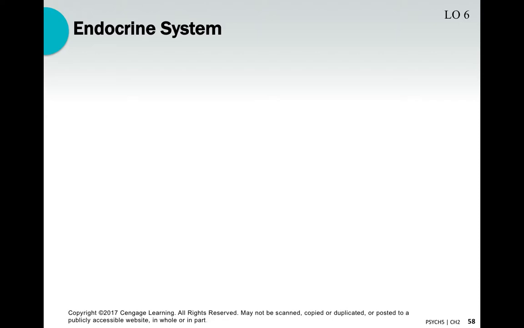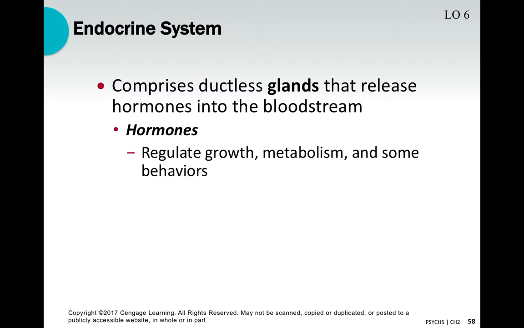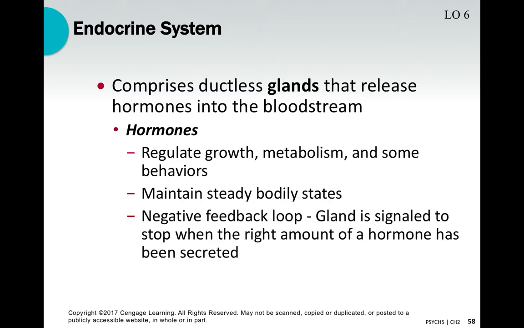So now we're going to transition and look at the body's other method of communication within itself. It's a much slower communication system, and that is the endocrine system. We'll be looking at these ductless glands that produce hormones that are spread throughout the body. They secrete hormones into the bloodstream. These hormones have an effect on the way we think and the way we behave. So hormones are really important.